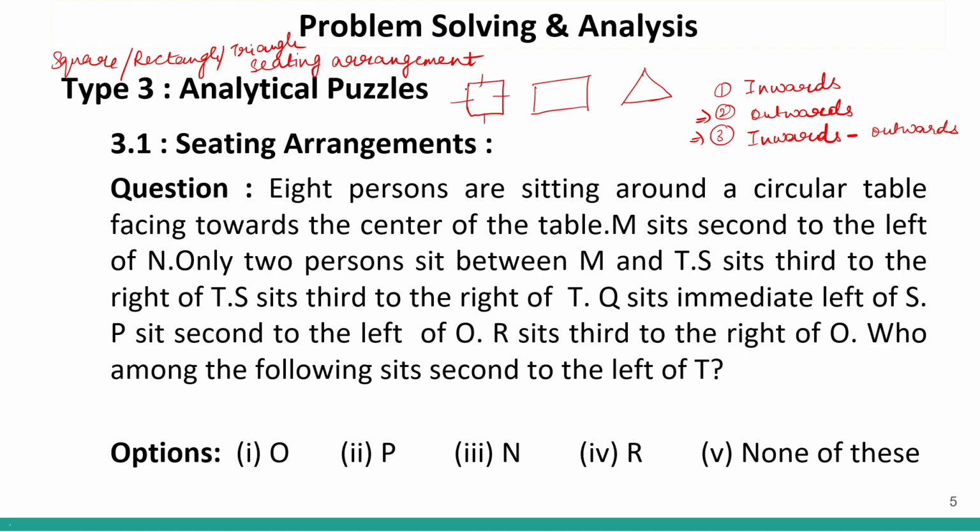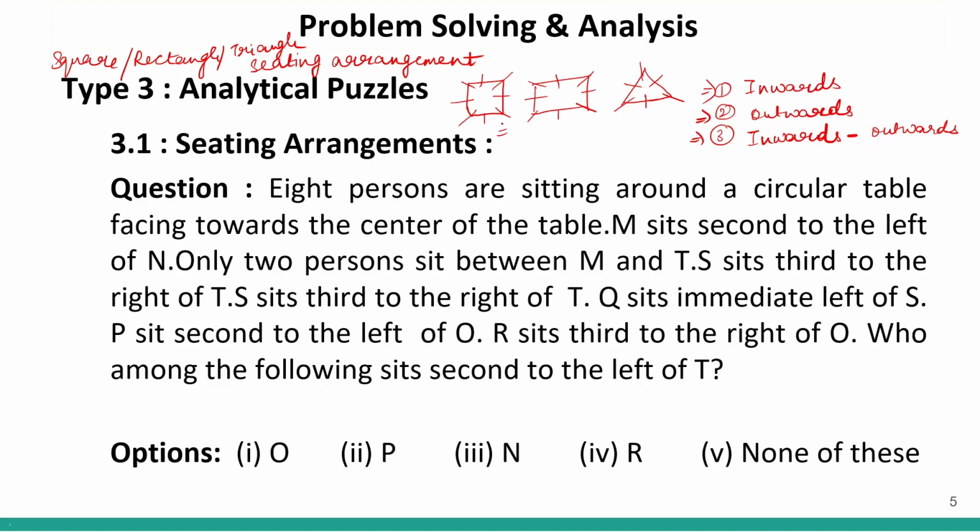1, 2, 3, 4, 5, 6, 7, 8. Similarly 1, 2, 3, 4, 5, 6, 7, 8. And 1, 2, 3, 4, 5 and 6, 6 people over here. The possibility is that everybody is facing inwards, everybody is facing outwards, or some people are facing inwards and some people are facing outwards.